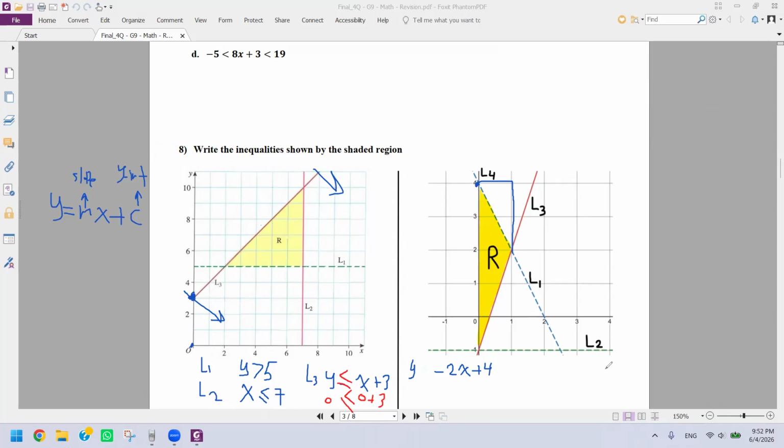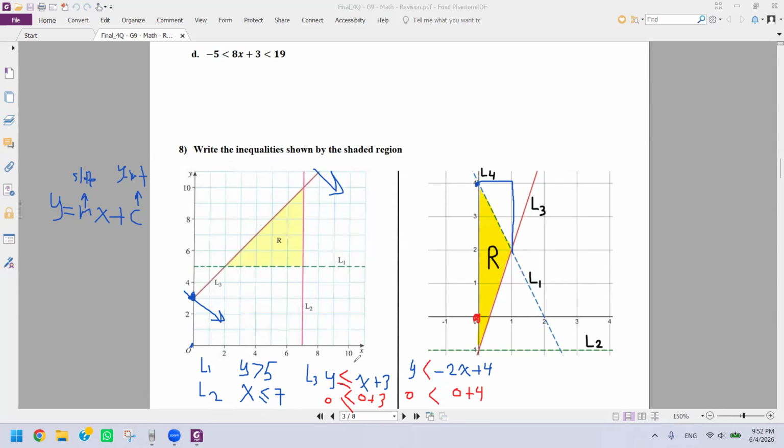Now I need to find the inequality sign. What do I do? I pick a random point, but it shouldn't be on the line. Let me pick, again, 0, 0, the easiest. And that line is going towards the point 0, 0, or that region. So I should make the inequality correct. 0, 0, plus 4. How do I make it correct? I say 0 is less than 4. So y is less than minus 2x plus 4.